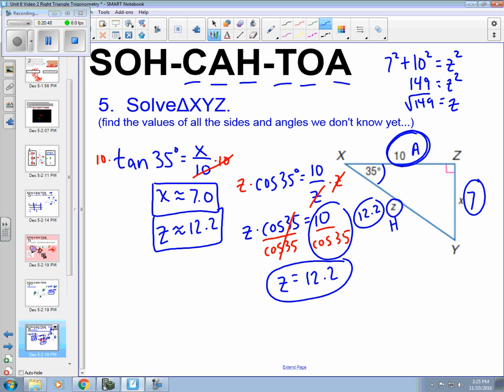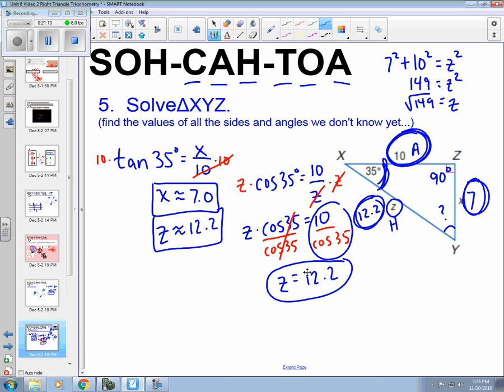Okay, last thing though, they did want us to find all the sides and all the angles. Well, we found all the sides now. It was 10, 7, and about 12.2. We got this one angle of 35. Angle Z is really easy to find. That's a right angle. That's 90 degrees. The only thing is, what's the last angle there?